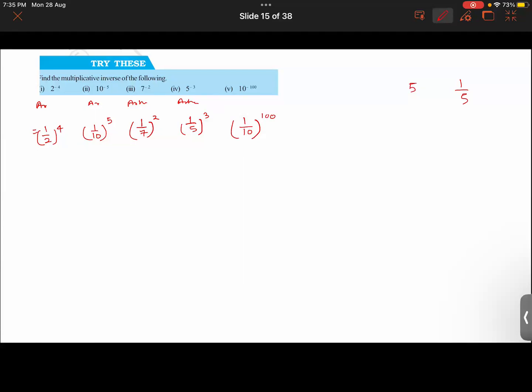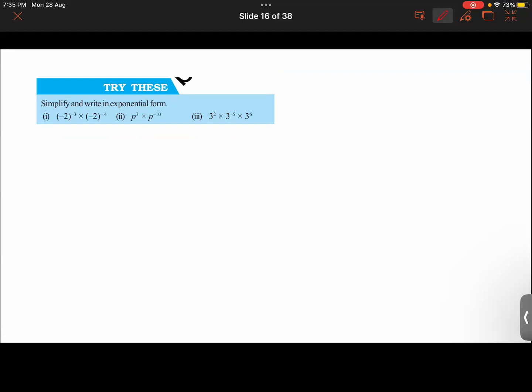All right then. So let's solve a few more questions. I've got some more questions for you guys. Now, we need to simplify them and write them in exponential form. The bases are the same. You need to apply the appropriate law of exponents here.